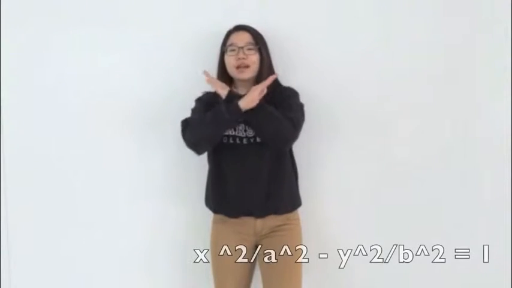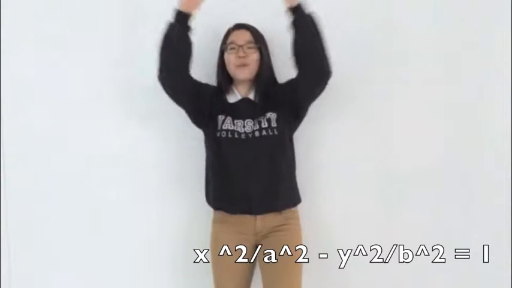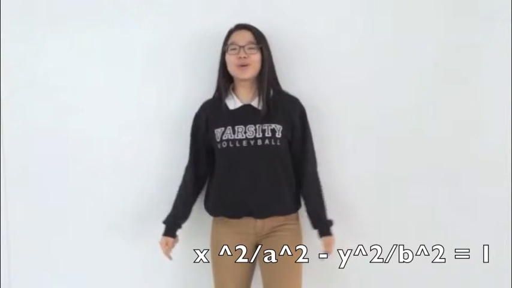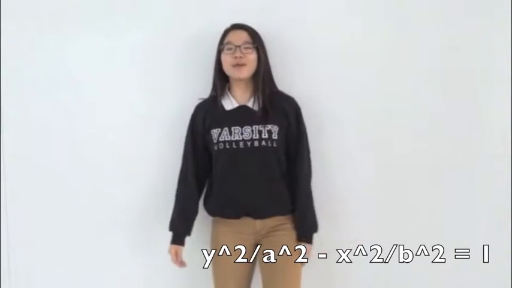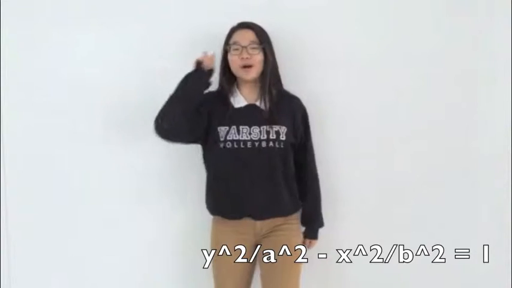A horizontal hyperbola has the equation x squared over a squared minus y squared over b squared equals 1. A vertical hyperbola has an equation of y squared over a squared minus x squared over b squared equals 1.